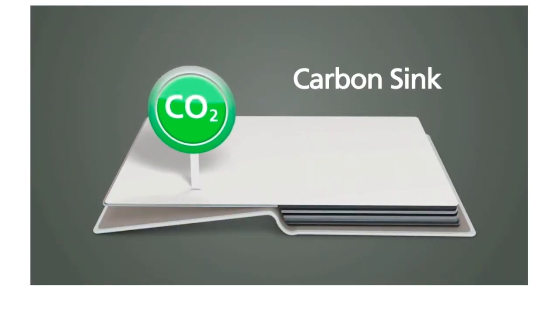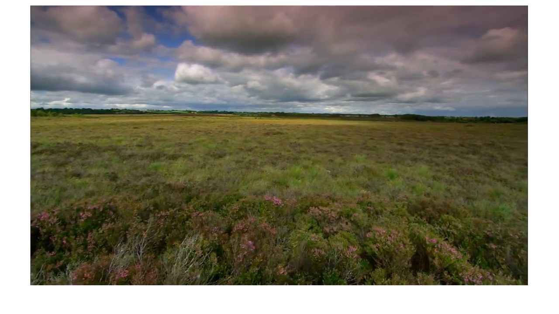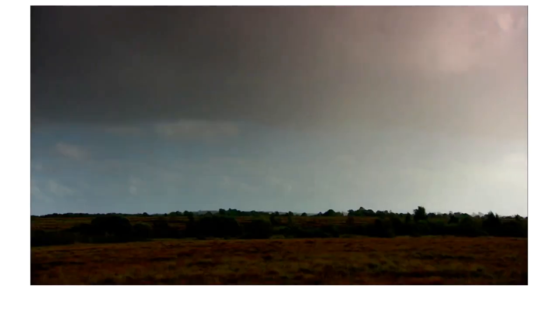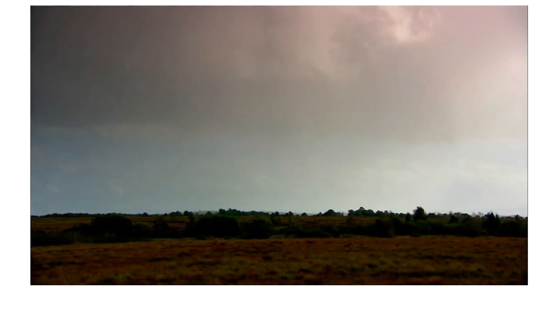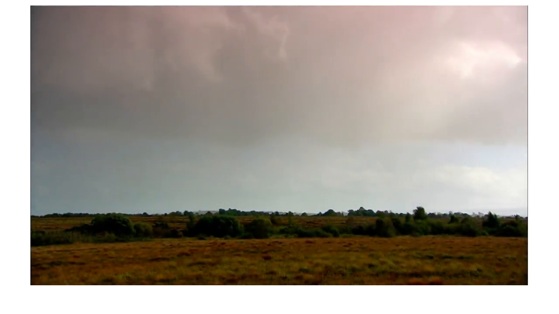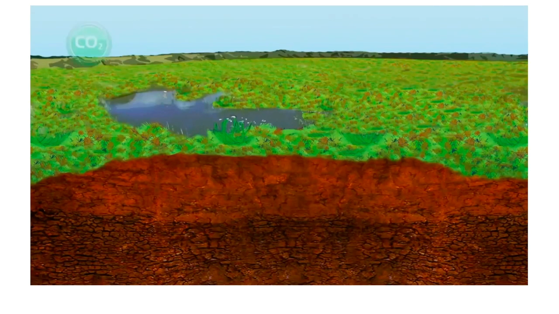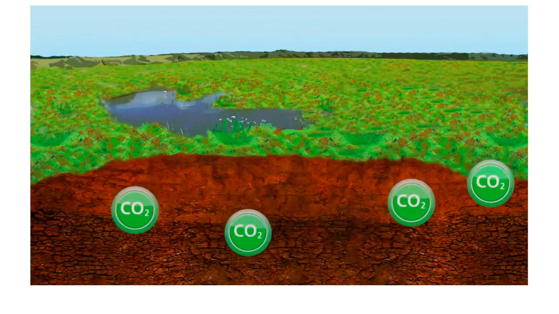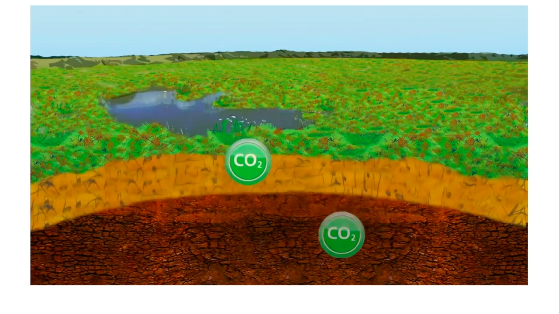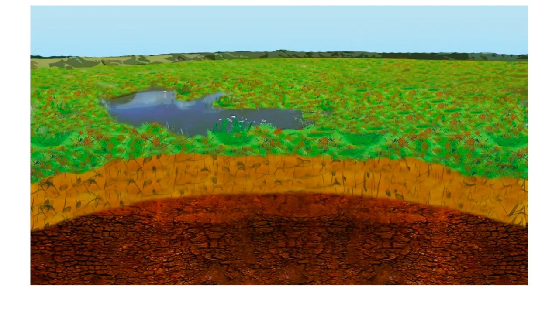Carbon sink. Raised bogs are extremely valuable wetland habitats. Bogs act as natural carbon sinks. This means that they absorb the greenhouse gas, carbon dioxide, from the atmosphere. The plants on the bog absorb the carbon, and when they die, the carbon is stored as peat.